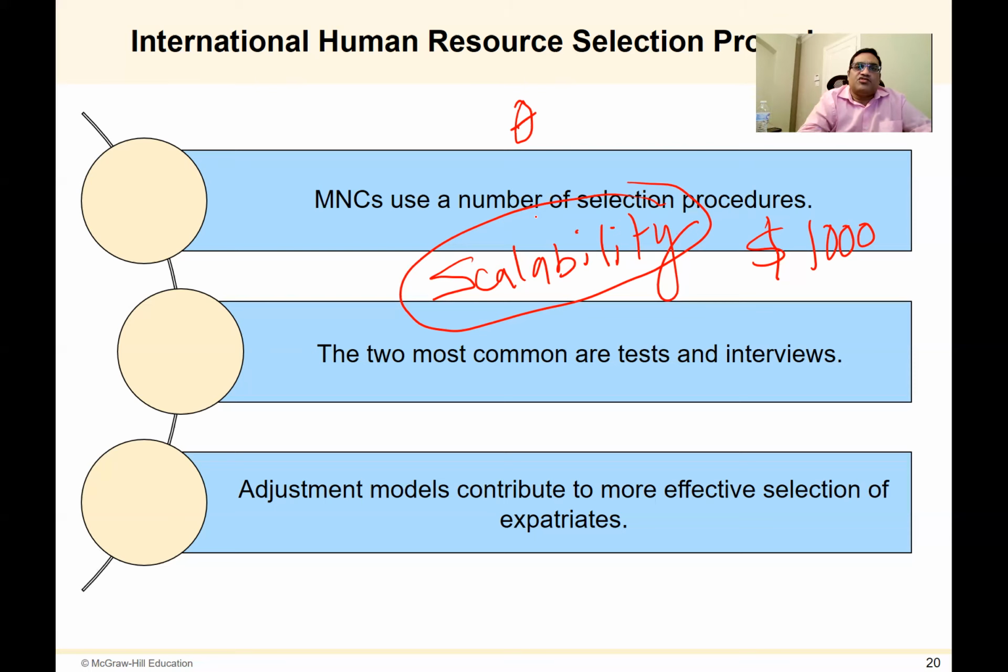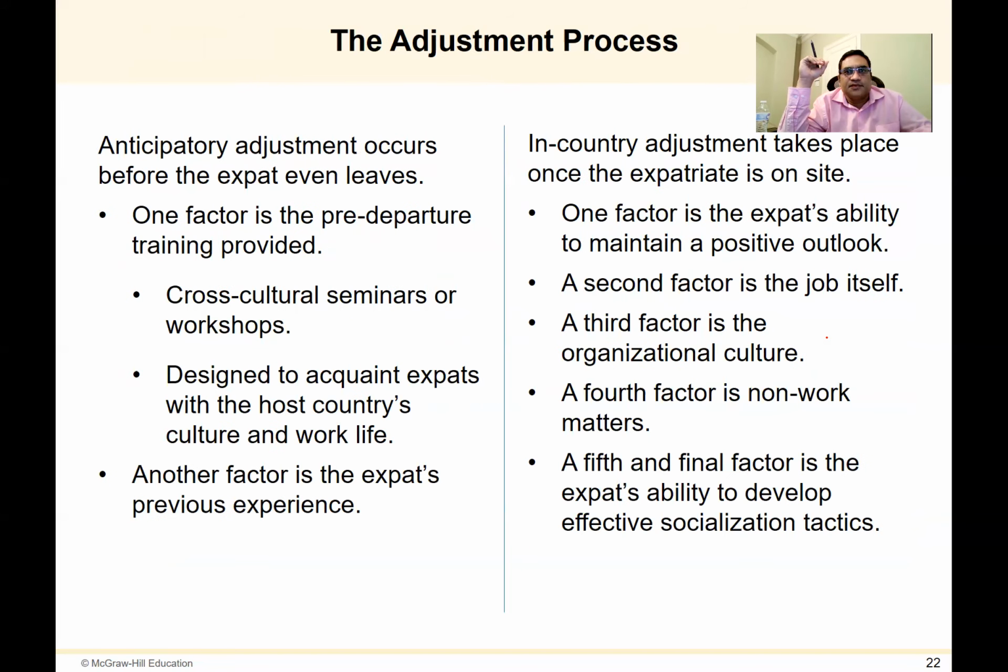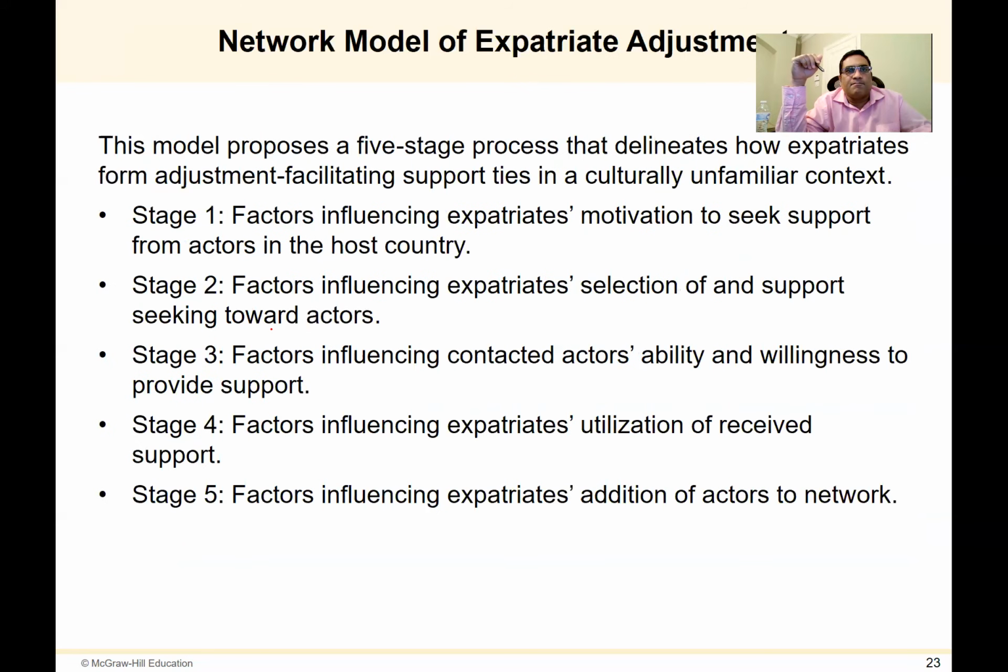So how do companies select? The selection process could involve tests and interviews, and sometimes tests and interviews are reliable, sometimes they are not. So companies could use a variety of different methods to do that. And once you select the person, you have to make sure that there are some cross-cultural seminars and workshops to get the person adjusted. And the way the culture works, the way the society works, it's important to understand that as well. And so these are different adjustment models, different stages of that.